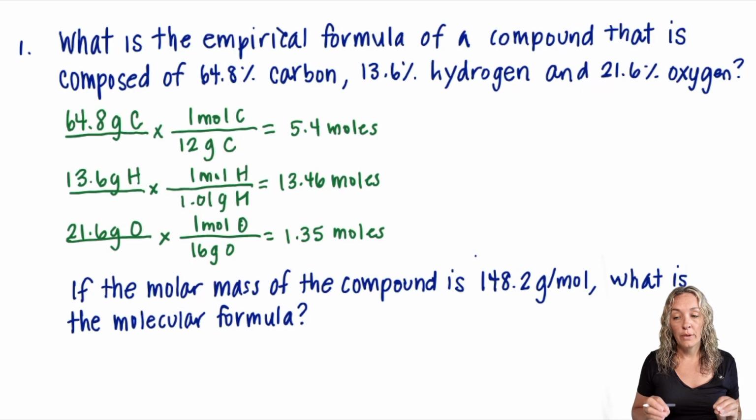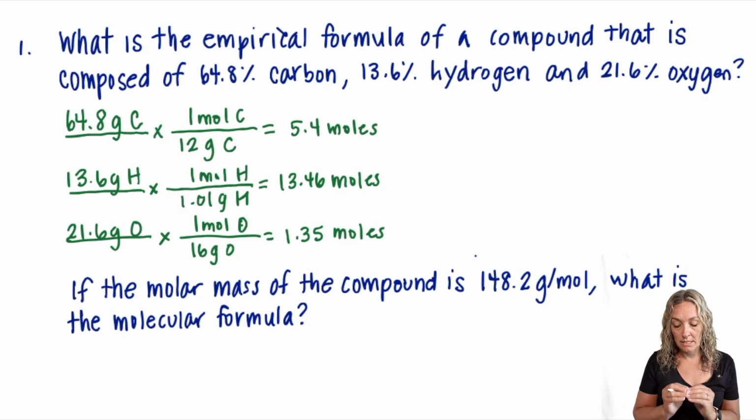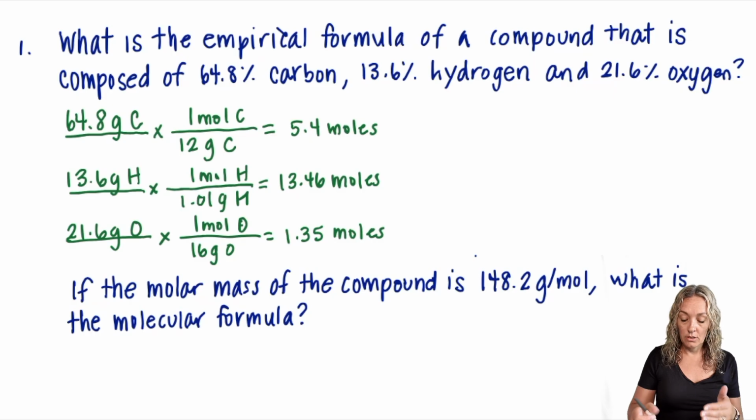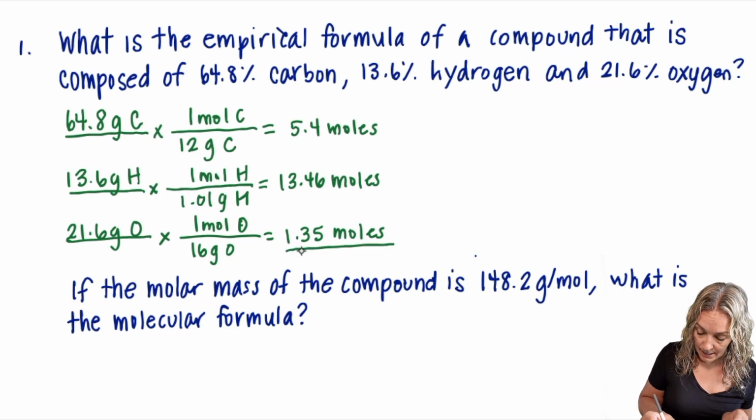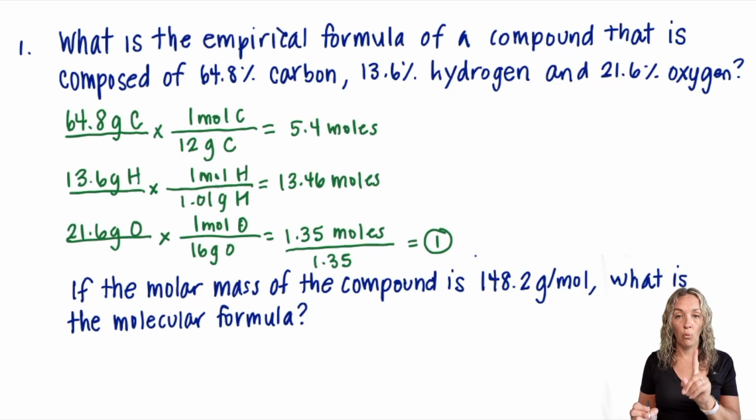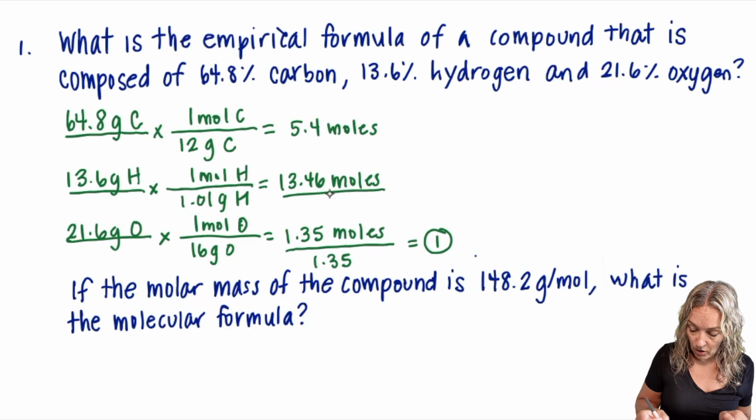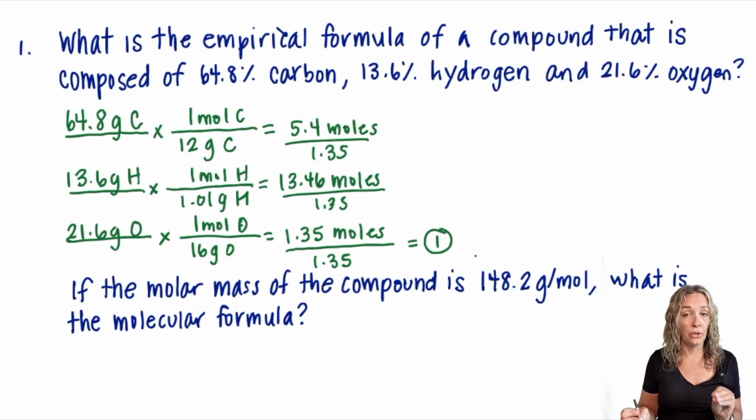Remember that our formulas are always written in moles, but they are in whole number ratios. And right now we have a 5.4 to 3.46 to 1.35 ratio. We need to reduce this into its lowest possible ratio. The easiest way to do that, once you have all of your substances in the unit of moles, is to simply divide by the smallest one. So my lowest number here is 1.35. I'm going to divide this by 1.35 in order to make my lowest number a 1. But now I'm going to have to divide all of these by 1.35. That is going to give me the lowest possible whole number ratio between them.